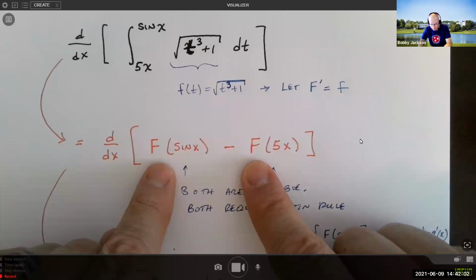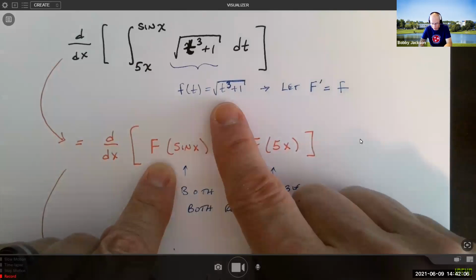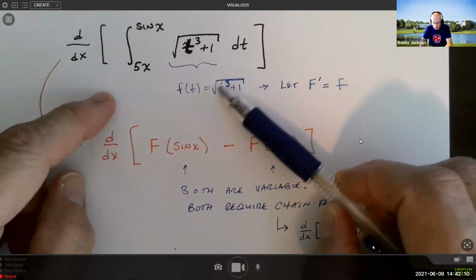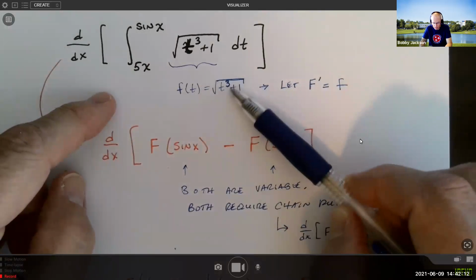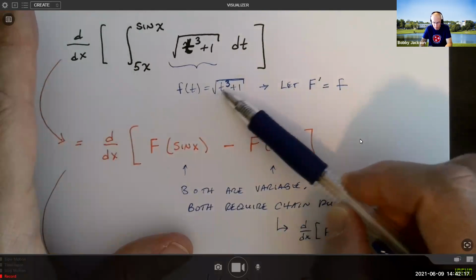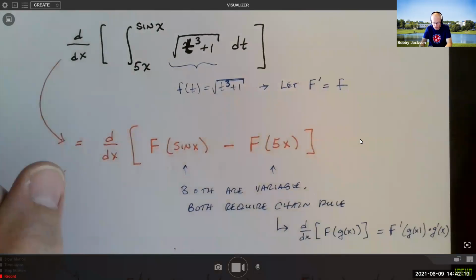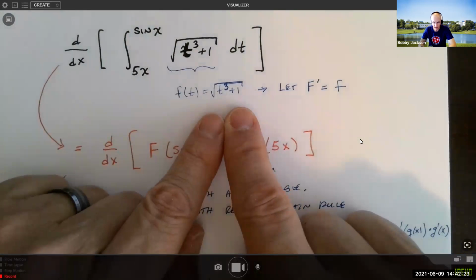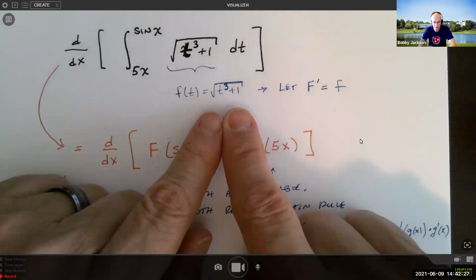Now I don't know what capital F is. Capital F is not the square root of t cubed plus 1. And there's no simple way to do this one. You can't just write this to the 1/2 power and use power rule, because it's t cubed plus 1 inside of the square root function. So the antiderivative for this function here is not easy to find. It's not going to be something we want to do.